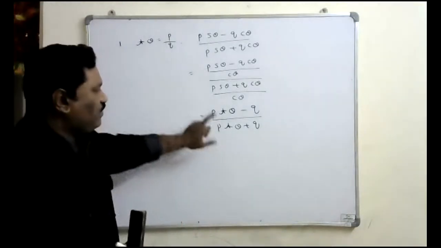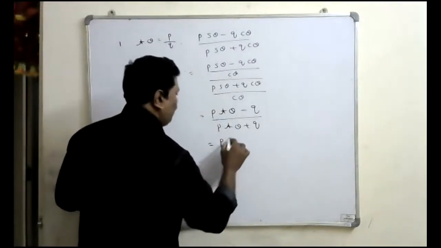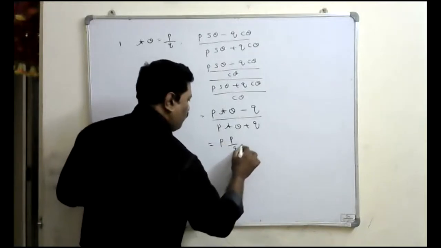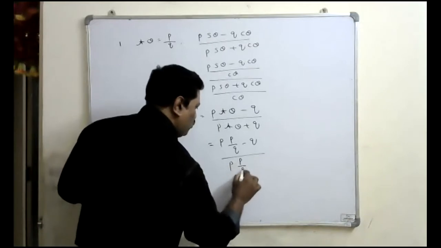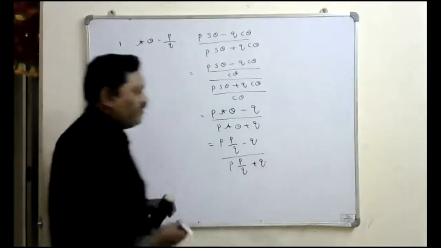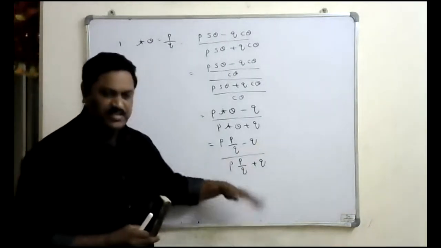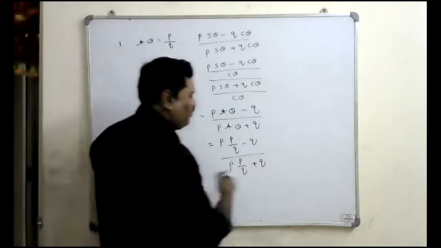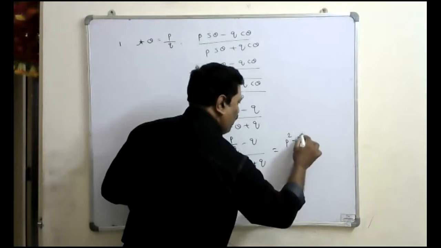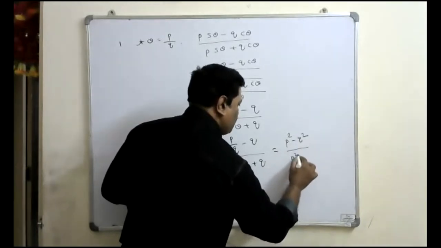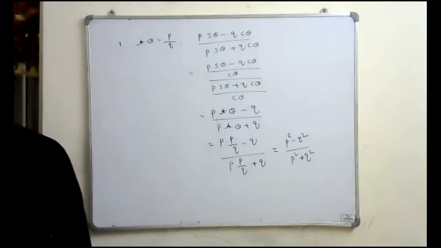Now we will substitute the value of the tan theta here. So it is P into tan theta, tan theta means P by Q, minus Q upon P into P by Q plus Q. Now if you take the LCM, that is the Q here and here, that LCM is getting cancelled. So in the numerator we will get P into P square minus Q square upon P square plus Q square. So this is the answer. So take the problem.